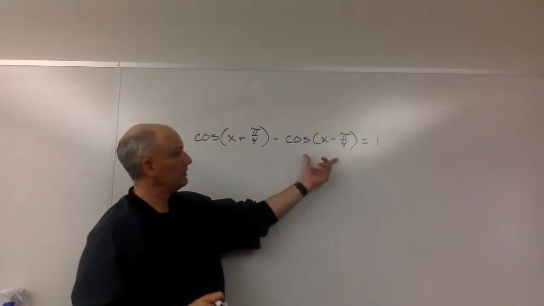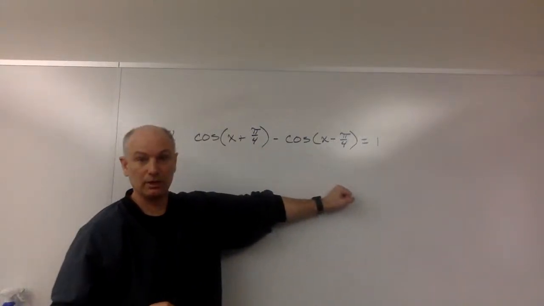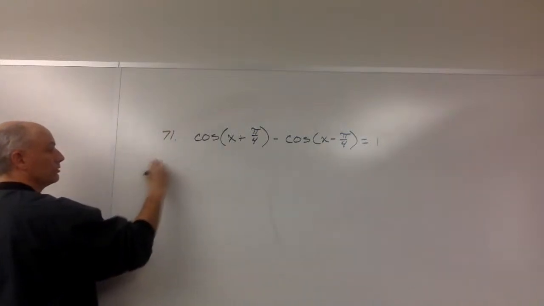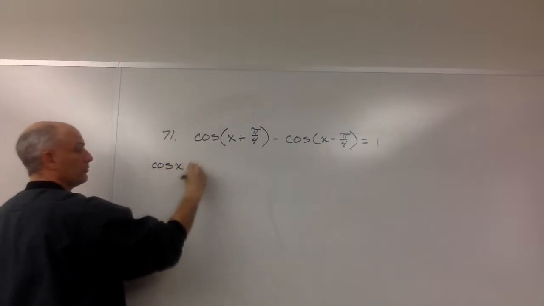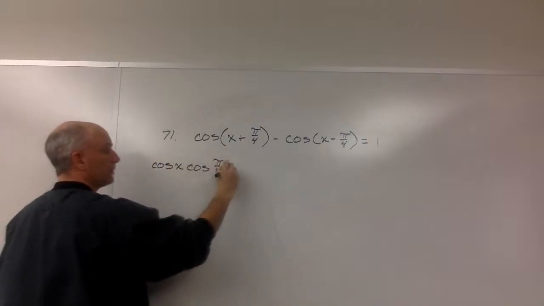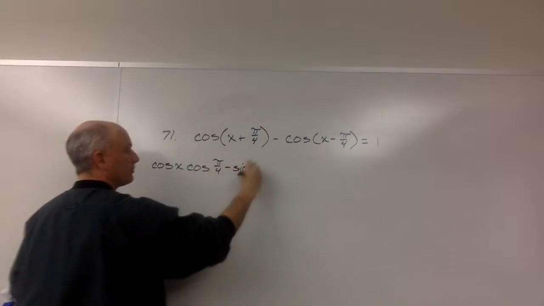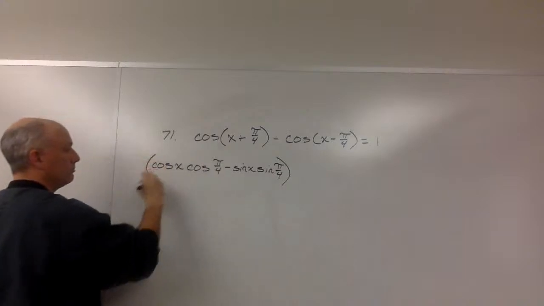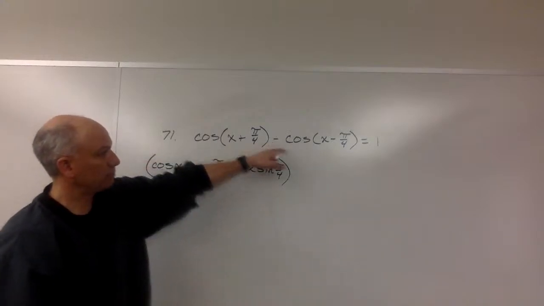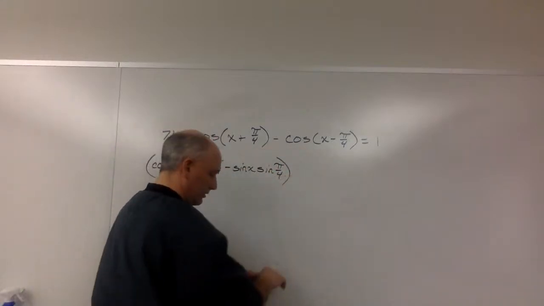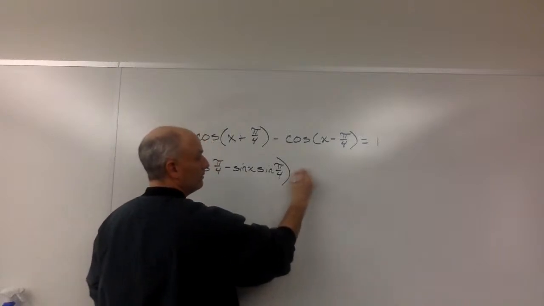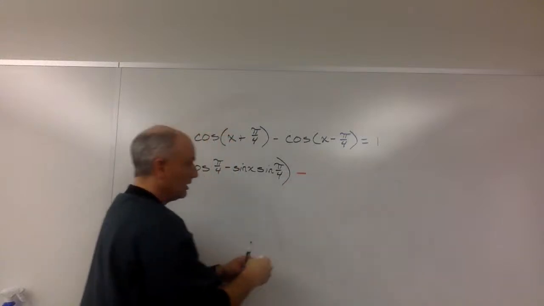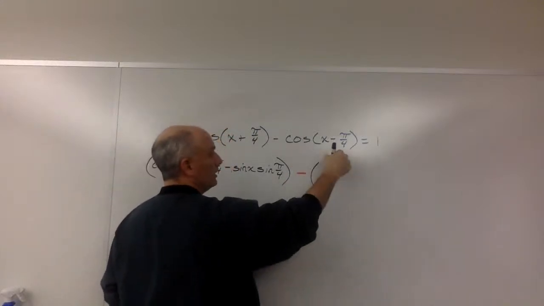We're going to expand on both of these, and chances are, even though it's going to get big to begin with, it's going to fall apart pretty quick. So here we go. Cosine of x, cosine of pi over 4, minus sine of x, sine of pi over 4. I'm going to keep that all in parentheses here because I have to subtract it with another one, so I've got to be very, very careful of this negative.